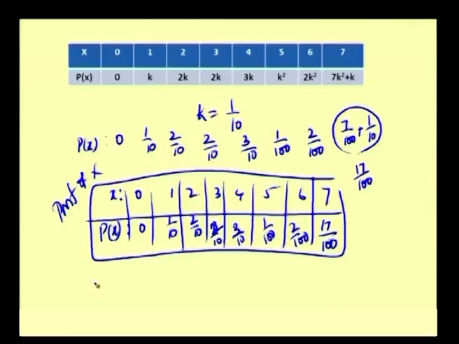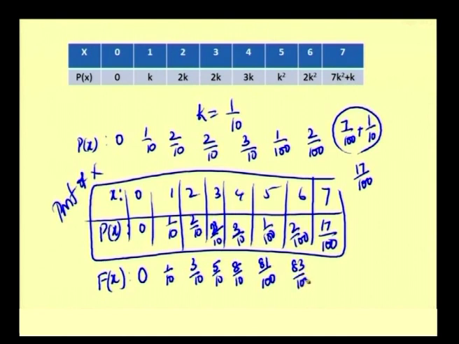Now, correspondingly we will find the cumulative distribution function of x also, that is your capital F of x. So, cumulative is adding all the previous values: 0 and 1/10, 3/10, 5/10, then 8/10, 8/10 plus 1/100 is 81/100, then 83/100, then the last value is 1.